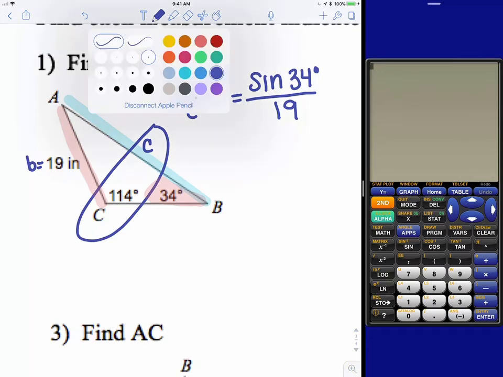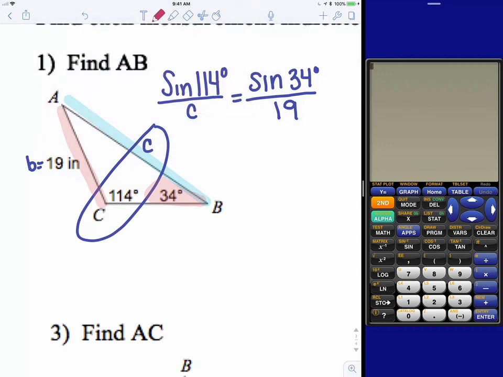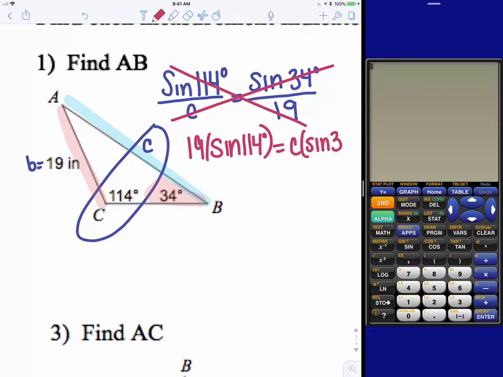Okay, just like you've solved proportions before, go ahead and cross multiply to solve. So I have 19 times the sine of 114 degrees equals, when I cross multiply this way, c times the sine of 34 degrees. I want to get c by itself. That's what I'm looking for. So to get c completely by itself, I'll divide by sine of 34 degrees. Whatever I do to one side of an equation, I have to do to the other side, so I'm going to divide the other side by the sine of 34 degrees also.